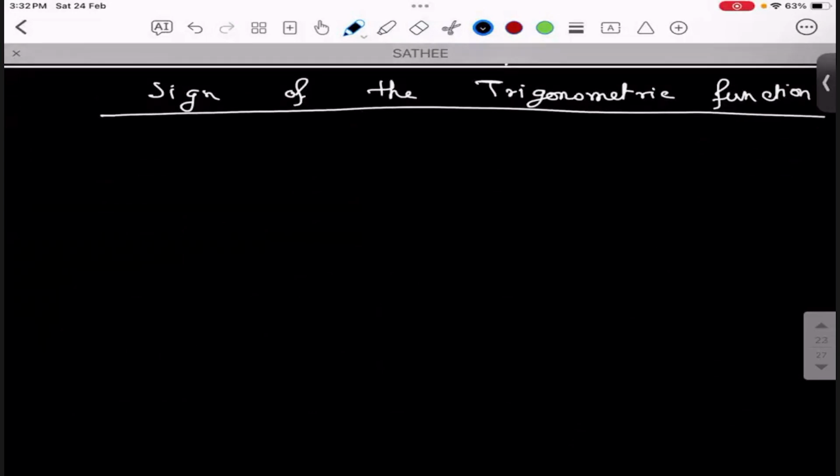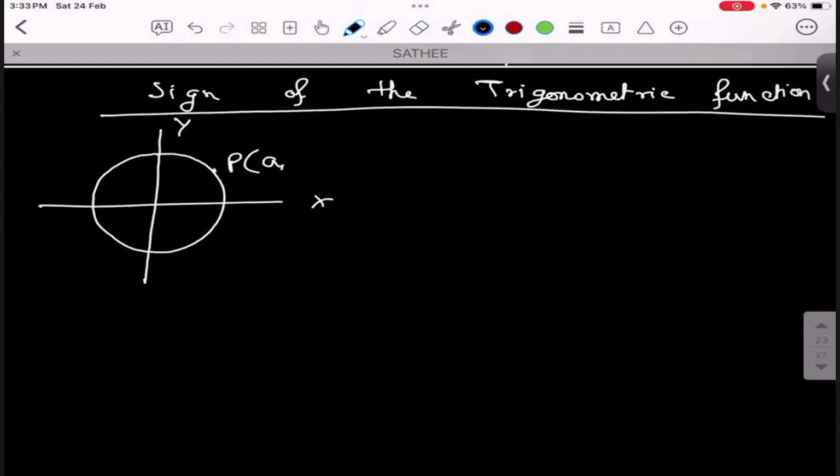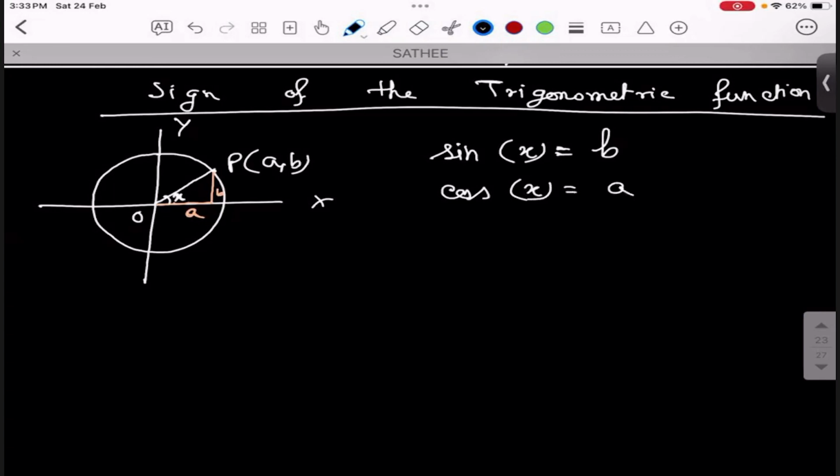So again, draw the diagram with the x and y axes, and this is the unit circle. Let P be any point on this circle. Now this is the unit distance, which is the radius of the circle. This is the portion A, this is B, and this is the angle x. Now we know sin x equals B and cos x equals A.